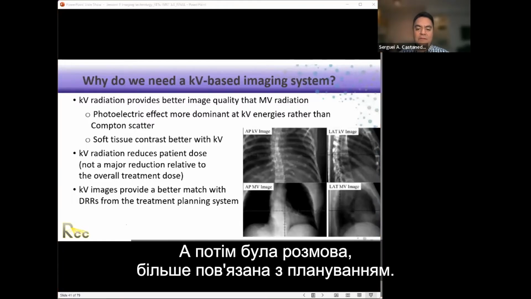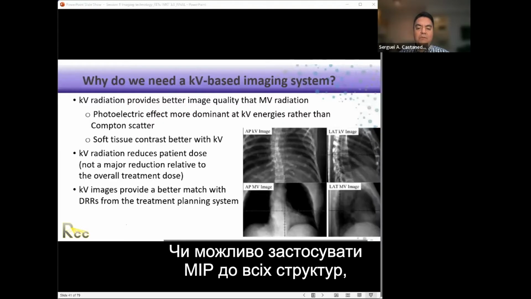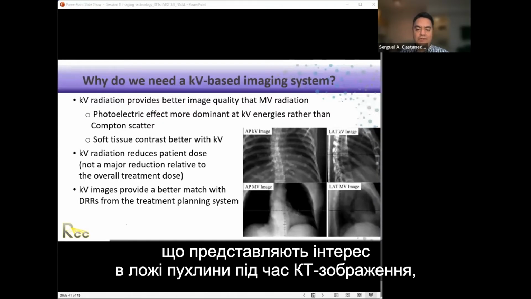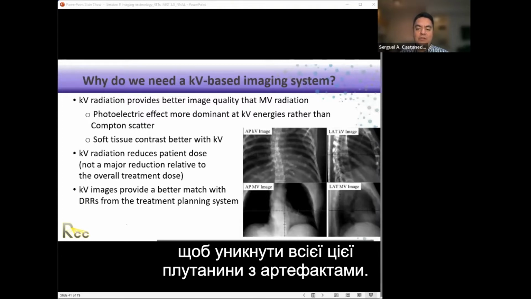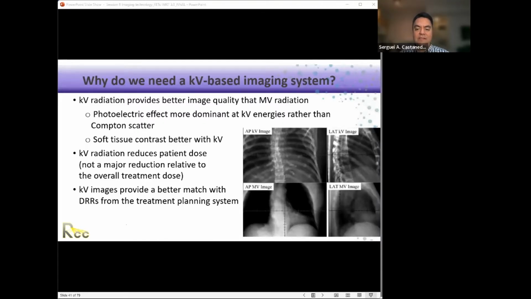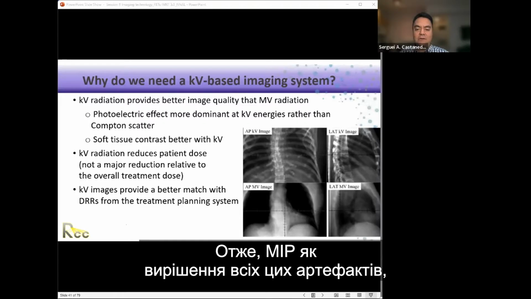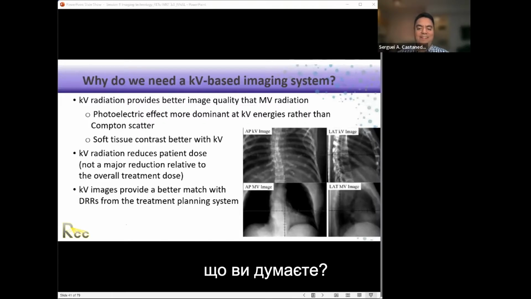And then there was a conversation more related to planning. Is it possible to apply MIP to all structures of interest in a tumor bed during the CT imaging before the process of contouring and treatment planning commences, to avoid all this confusion about artifacts? So MIP as a solution of all these artifacts, what do you think?